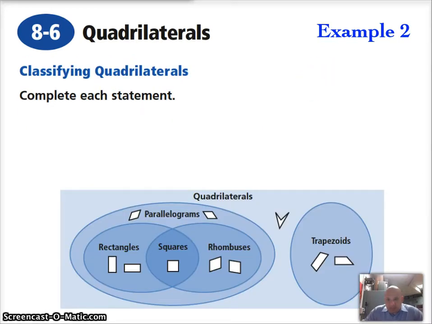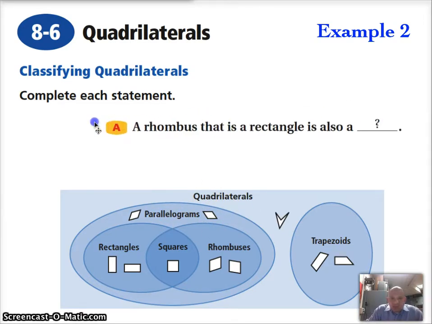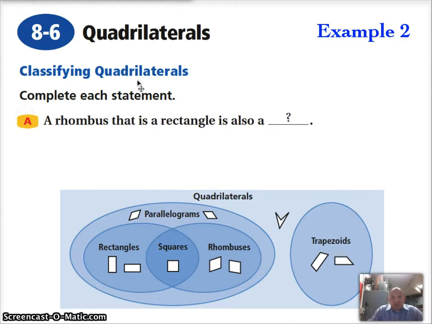Here we see the same drawing that you have in your notes, and now we're going to solve these classification problems using that drawing. It says a rhombus that is a rectangle is also a what? So we look at rhombuses. A rhombus that is also a rectangle, well, it overlaps with rectangles right here, and a rhombus that's a rectangle is called a square.